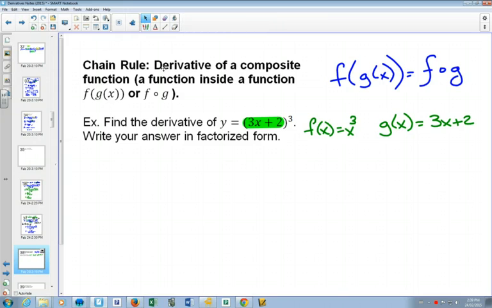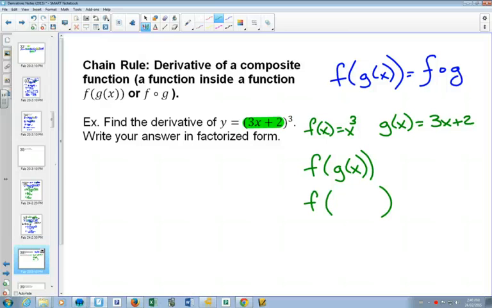Yes? Could it not be? No, because g of x goes inside. So when I look at this, what does this look like? Inside is g of x, so that's the same as putting in 3x plus 2 into f. And then all f does is says whatever you put in gets cubed. That's what the function says. So this then would become whatever you put in, which is the 3x plus 2, gets cubed.